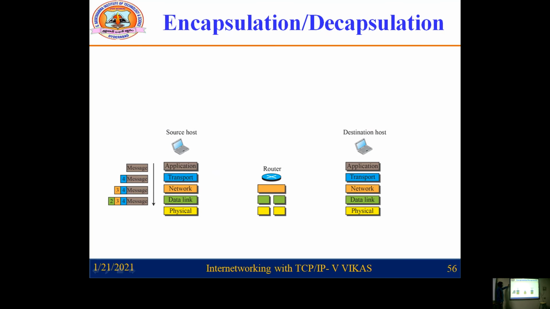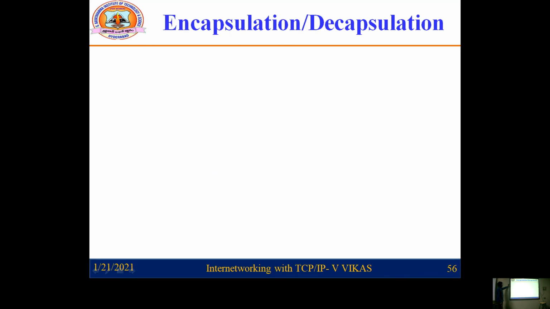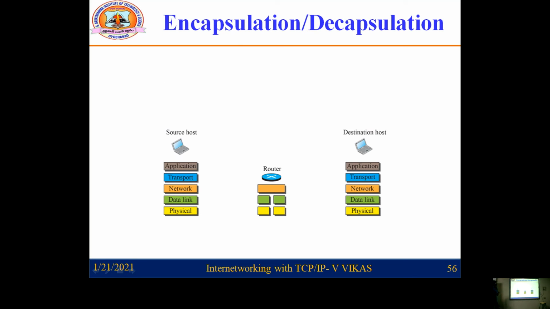Next I have encapsulation, decapsulation. So we are trying to communicate from this source to this destination, and we are trying to see how it happens. Encapsulation means when one message comes from the above layer to the below layer, how it gets encapsulated. That process we will see here.